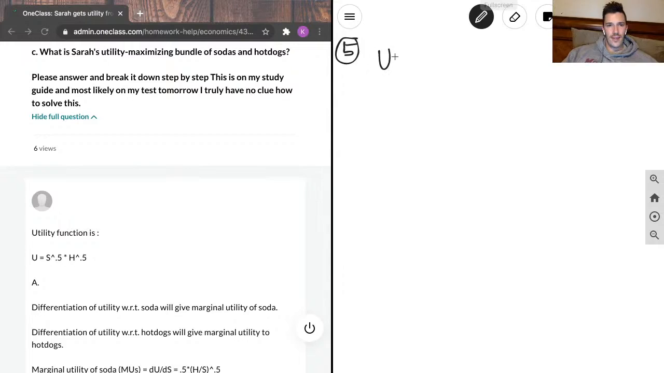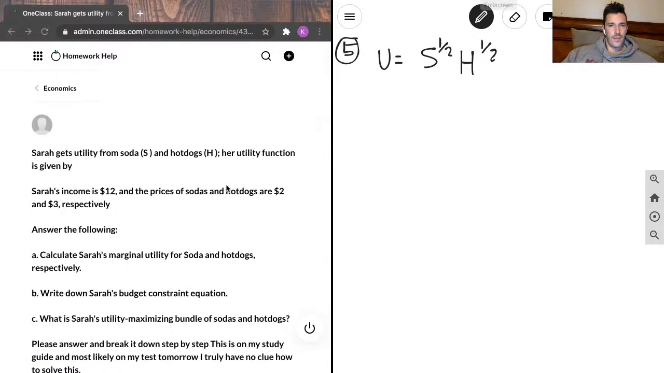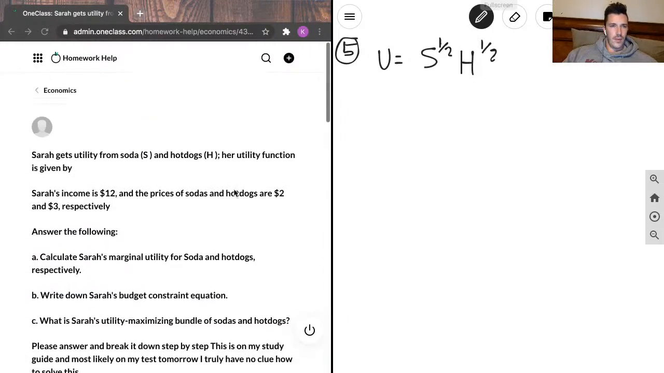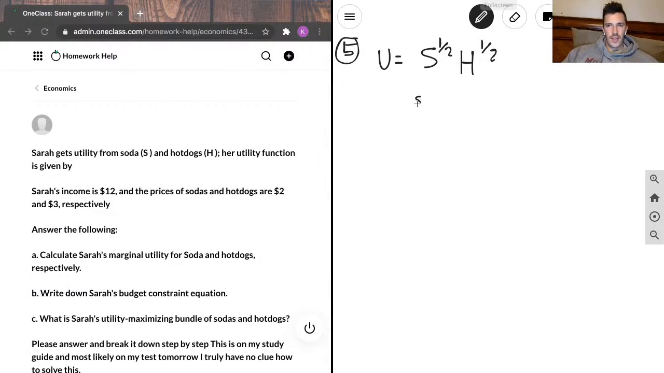So our utility function is going to equal S to the 1/2, soda, right, times H to the 1/2, which is hot dogs, I think. It's going to be subject to some budget constraint. So we've got subject to, denote that S.T., 12 equals 2 times the quantity of sodas plus 3 times the quantity of hot dogs. I haven't done a question like this in quite a while, so bear with me. I believe I've set everything up right here.